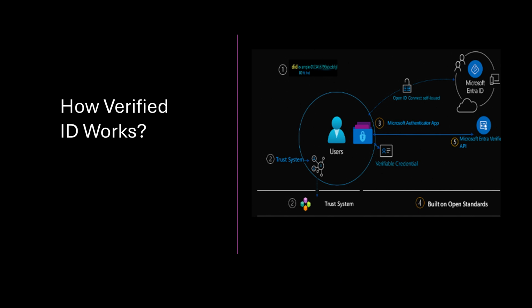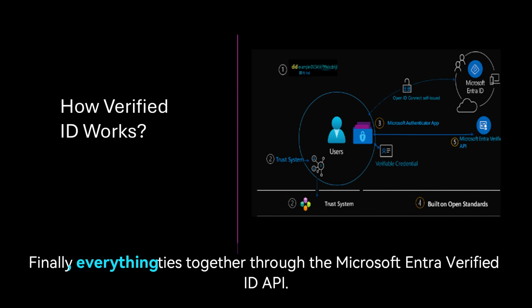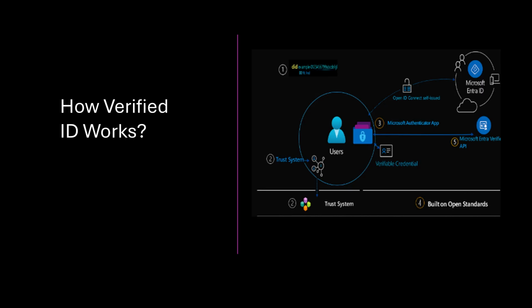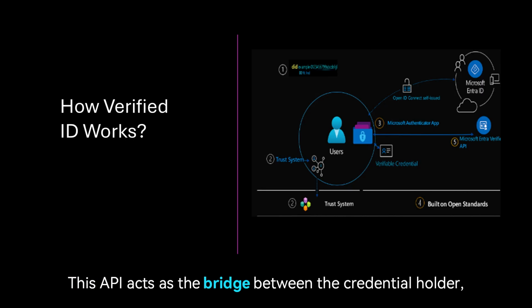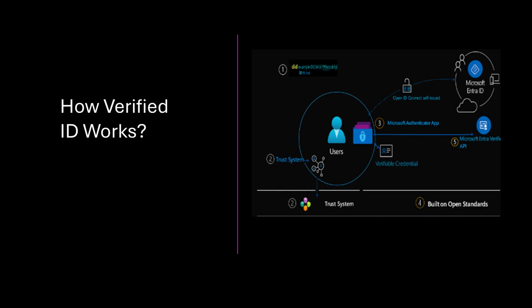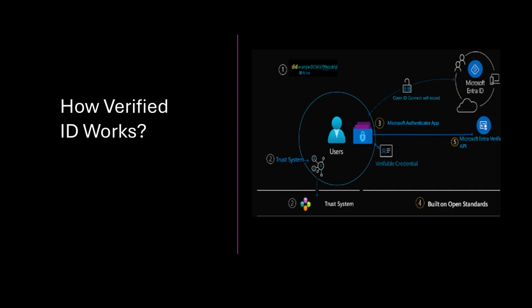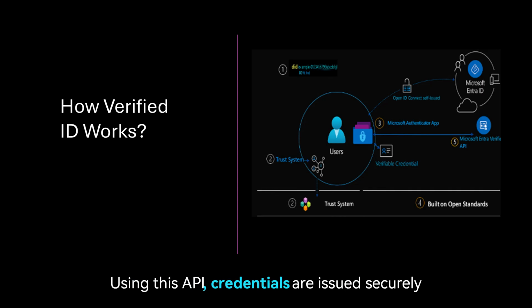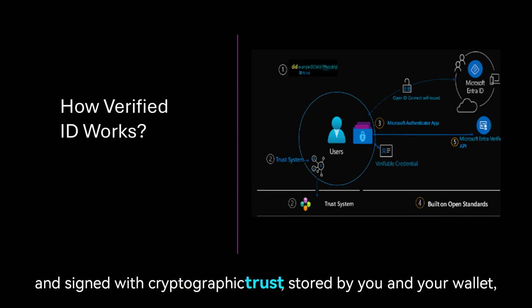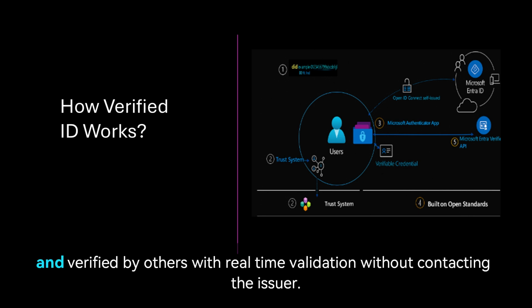and is trusted. Finally, everything ties together through the Microsoft Entra Verified ID API. This API acts as the bridge between the credential holder, you, the issuer, like your employer, and the verifier, like a new hiring company. Using this API, credentials are issued securely and signed with cryptographic trust, stored by you in your wallet, and verified by others with real-time validation without contacting the issuer.